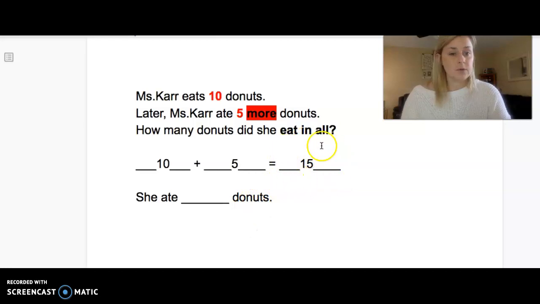Then, whatever your total was here, you're going to be putting it down to your word problem because it wants to know she ate blank donuts. My total was 15, so I'm going to put 15 right here. So you're going to have to do 2 word problems like this. You're going to identify the numbers, put them in the equation, and find the total.